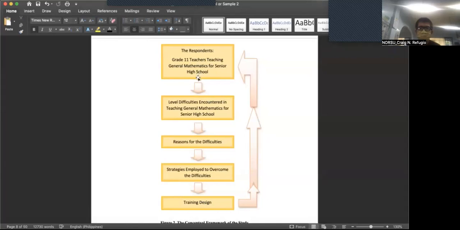So from the respondents, you are going to ask the level of difficulties encountered, then reasons for the difficulties, then strategies employed to overcome the difficulties. And from your end as the researcher, you are going to develop a training design. And after developing the training design, it will go back to the respondents. Why is the arrow going back to the first box, respondents? Because the training design is intended for the respondents of the study.